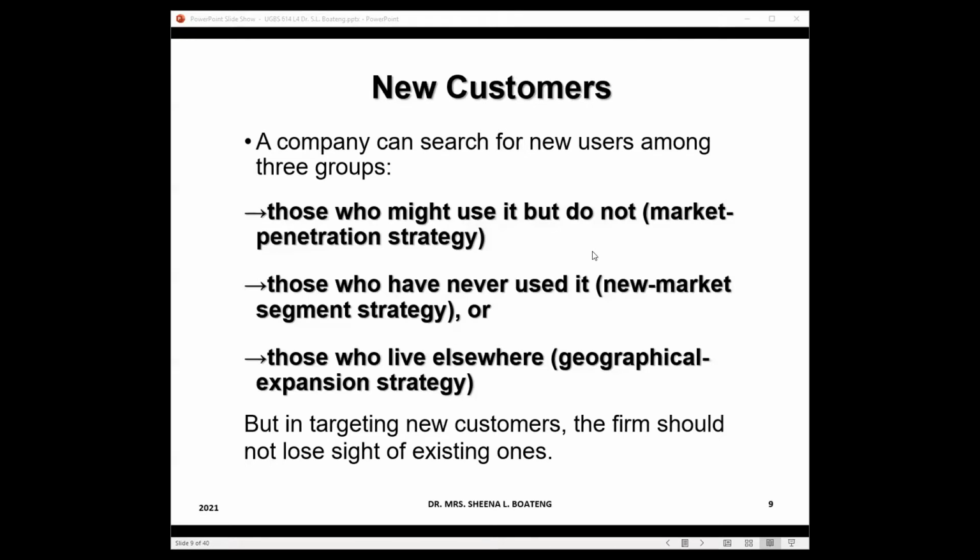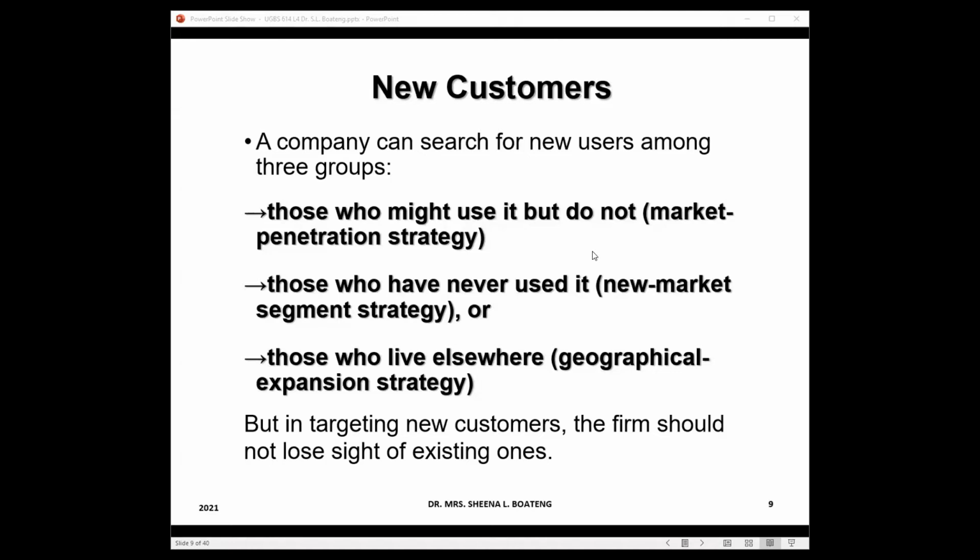So here we are supposed to look for customers who perhaps may not have heard of the product or its benefits and convince them to begin to use the product or service. And this is usually done through a new market segment strategy, where the firm goes and finds new market segments to sell their existing product or service to.